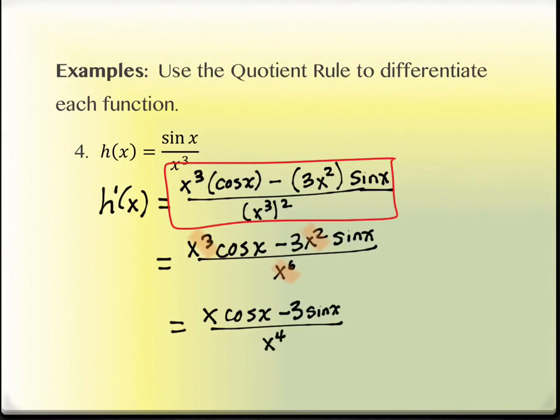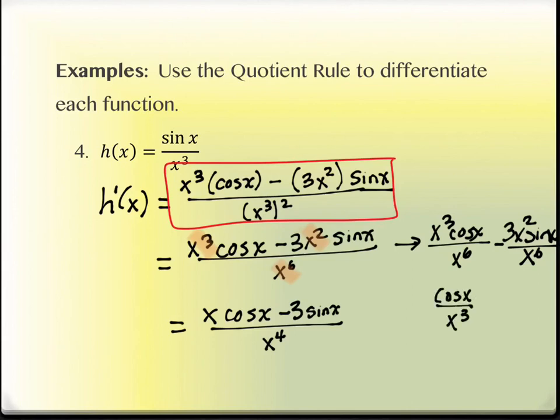Could you, like, separate them? You could. So if you were to take this and rewrite it as 2 separate fractions, like x cubed cosine of x over x to the 6th, and 3x squared sine x over x to the 6th, you could. If you simplified from there and you had the 2 separate fractions as your final answer, it would still be right. It would look a little different, but it would be right. You'd end up with a cosine of x over x cubed and a 3 sine x over x to the 4th. That's equivalent to what we have.